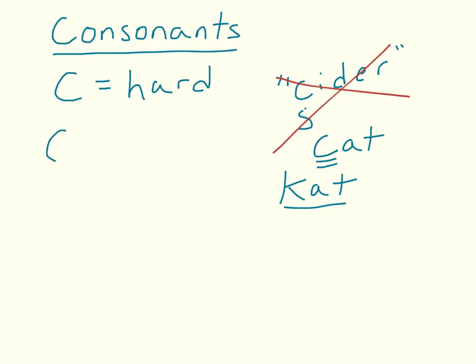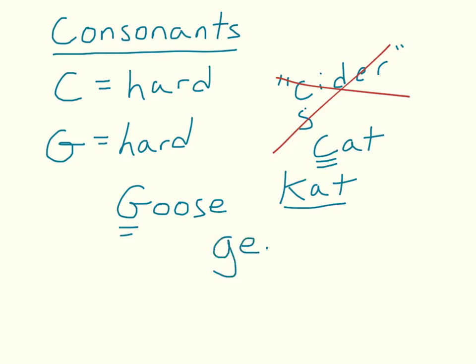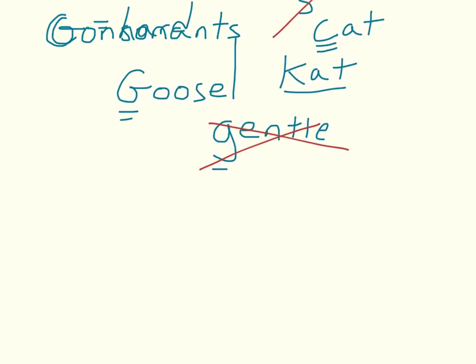Same with the letter G, which is also going to be hard. The difference between a soft G and a hard G is like in goose. You get the g. A soft G would be like in the word gentle, where it's more like j. So we're not going for the j, we're going for the g. It's hard.